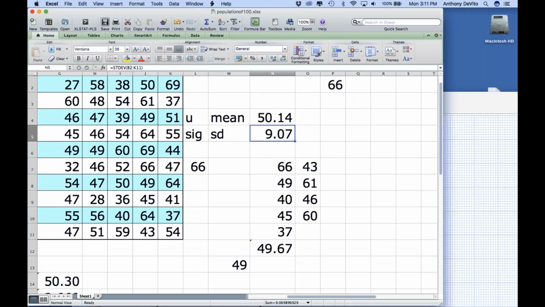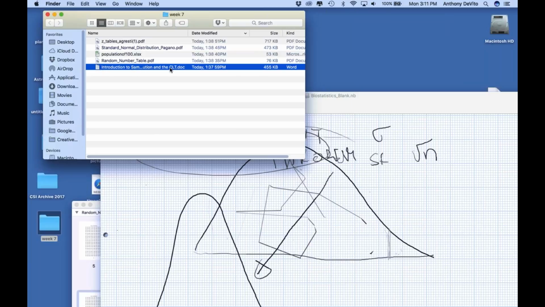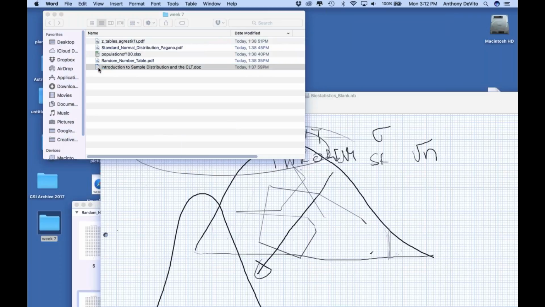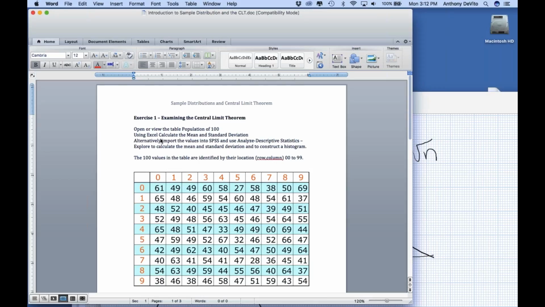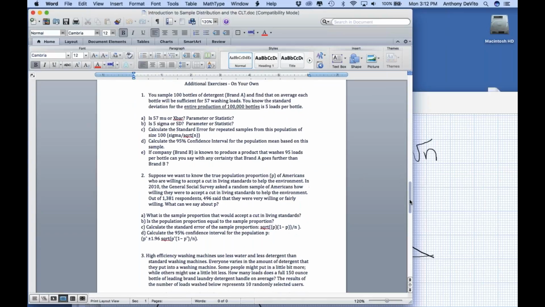Let me get this stuff out of here. Move this out of the way, and I'm going to open up another document called Introduction to Sample Distributions and the Central Limit Theorem. Okay, and there's that first exercise that we just did. So the first example here is going to give us just a rework of what we've been working on so far. This idea of samples and population.